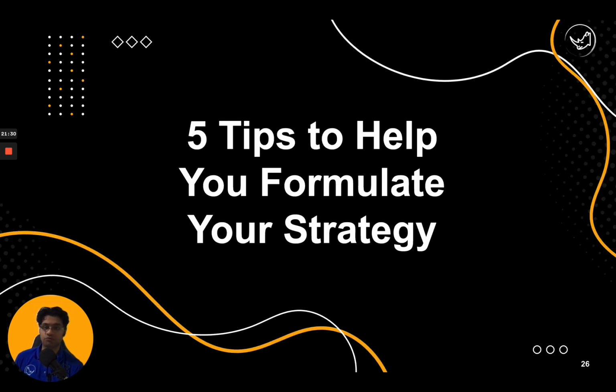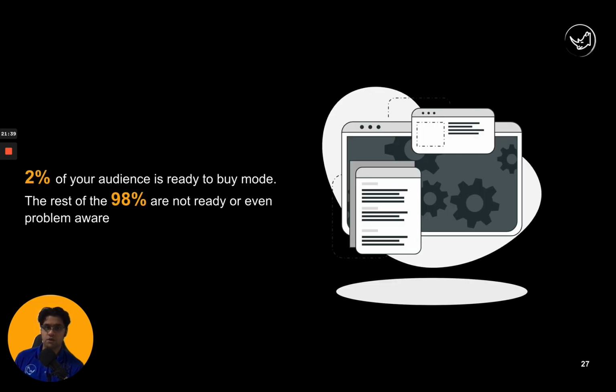Just to wrap up, here are some tips I've found that help me formulate the strategy that I'd want to share with everyone. The first thing is, if you recall, the Schwartz 5 stages of awareness, right? The last stage is product aware, and they're in ready to buy mode. Keep in mind that only 2% of your audience generally is in ready to buy mode. The rest of them are everywhere else in that funnel.